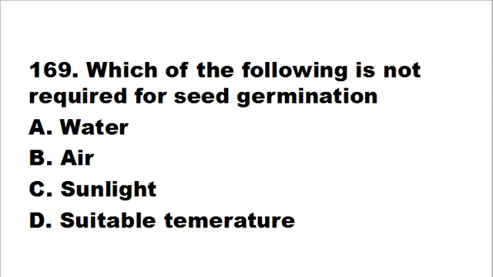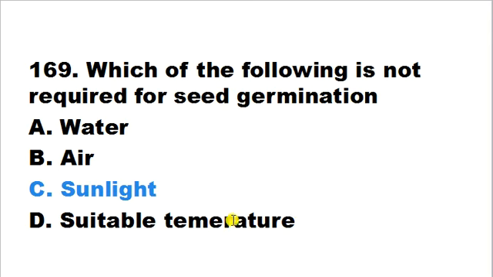Which of the following is not required for seed germination? Water, air, sunlight, suitable temperature. Its correct answer is C. That means sunlight is not required for seed germination. Otherwise, water, air and suitable temperature are very necessary for seed germination.